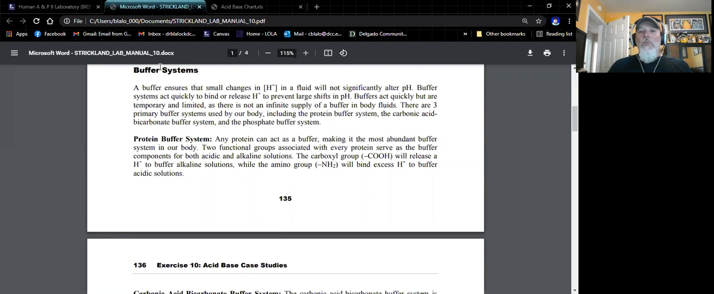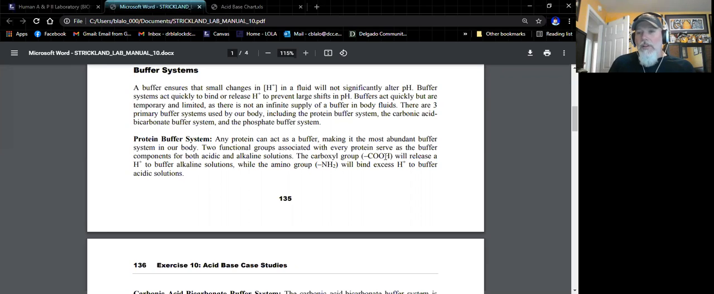In a situation where we have an alkaline solution, meaning that our pH is starting to go up and we don't have enough hydrogen ions, what we can do is borrow a hydrogen ion from our carboxyl group. So for any protein that has a carboxyl group attached to it, if we become too alkaline and we don't have enough hydrogen ions, we can temporarily release a hydrogen ion into a free solution, which will then bring the pH back down.